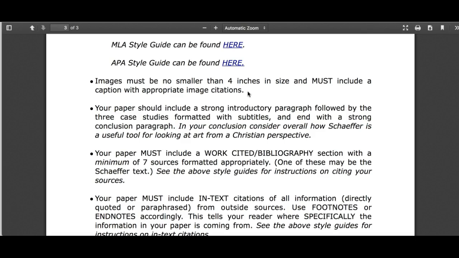So your paper should include a strong introductory paragraph followed by the 3 case studies formatted with subtitles. This is really important. It helps your reader to break up these ideas, to follow along with you in a more cohesive manner. I even think that it's wise within each case study to give subtitles as well. Okay, make sure you end with a strong conclusion paragraph.